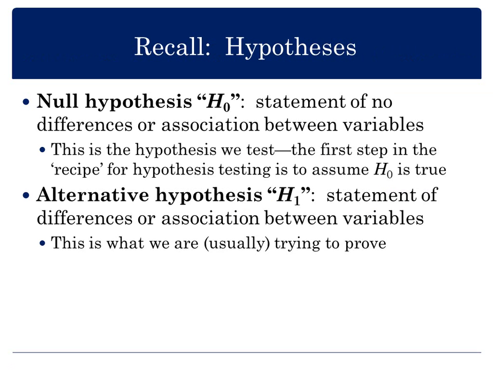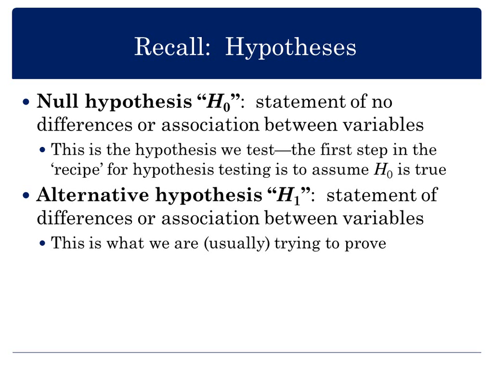Real quickly, let's make sure that we remember null and alternative hypotheses. The alternative hypothesis is usually, in most cases, what we actually are trying to prove or support. For instance, I think my treatment is better. My treatment is just as good, but it costs less. X is associated with Y. So it's very often a statement of some difference or association between variables.